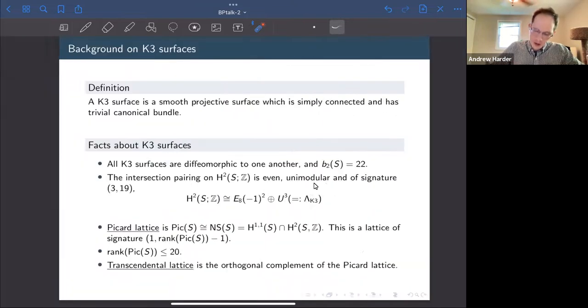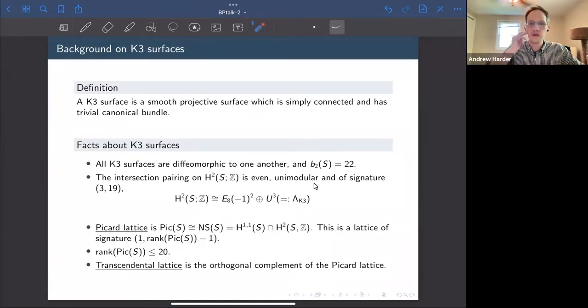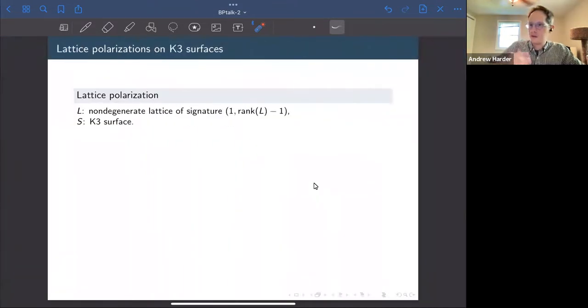We can also talk about what's called the transcendental lattice of a K3 surface, which is just the orthogonal complement of the Picard lattice. These are the two most important lattices that we'll be talking about here. And the Picard lattice is involved in what's called the lattice polarization.